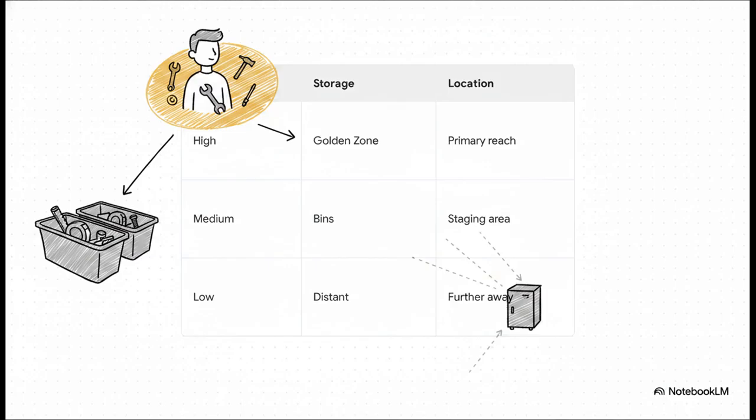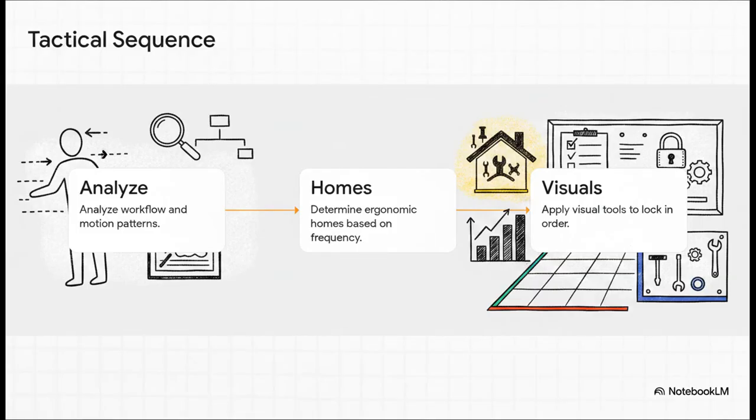And those low-frequency C items, the stuff you maybe use once a week, they go to distant storage, far away from the immediate, high-value real estate of the workstation. So how do we make all of this happen in the real world? Implementing Seiton requires real discipline. It is a highly tactical three-step sequence.